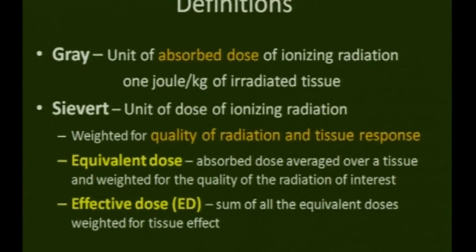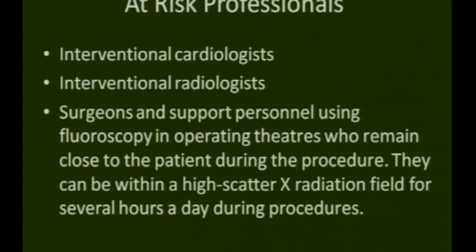And we talk about sieverts. Now, sieverts is really the quality of that radiation, how it will affect the body. And we have the equivalent dose, in other words, the quality that's absorbed in a tissue, and the effective dose is the sum of all the equivalent doses for a tissue effect over time. Well, at least you know what it's about. So who's at risk? I did mention the interventional cardiologists, the radiologists, and surgeons that bring the radiation into the operating room during their procedures.